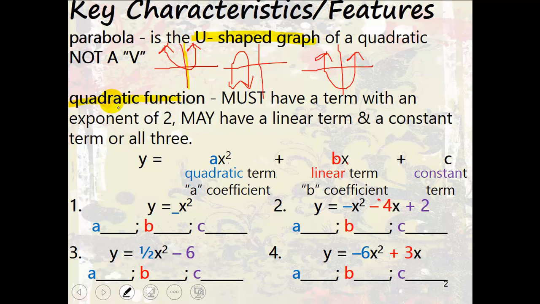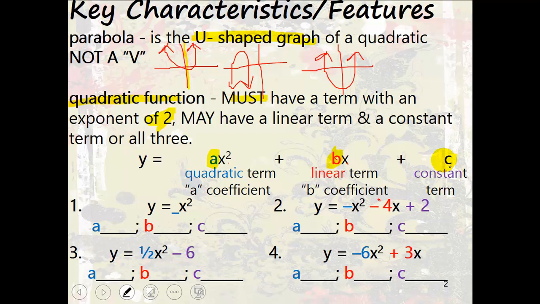All right, a quadratic function has to have an x squared. A quadratic must have an x squared term. If it doesn't, then none of this pertains. You have to have an x squared term. The coefficient in front of the x squared term is A. So A is the coefficient of the quadratic term, or the x squared term. B is the coefficient in front of the linear term, or the x raised to the first power. And C is the constant.